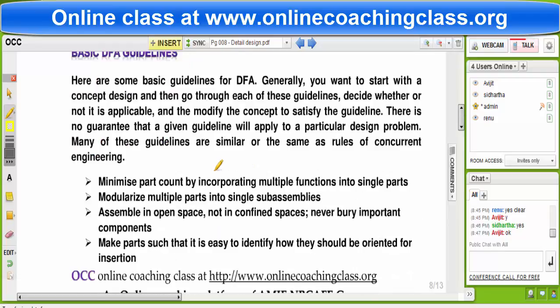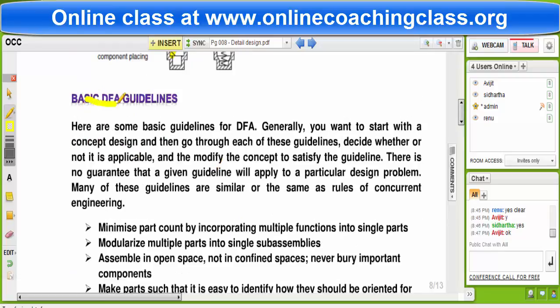Now some basic guidelines of DFA. DFA means design for assembly. Here are some basic guidelines for DFA. Generally you want to start with a concept design and then go through each of these guidelines, decide whether or not it is applicable, and then modify the concept to satisfy the guideline. There is no guarantee that a given guideline will apply to a particular design problem. Many of these guidelines are similar or the same as the rules of concurrent engineering.